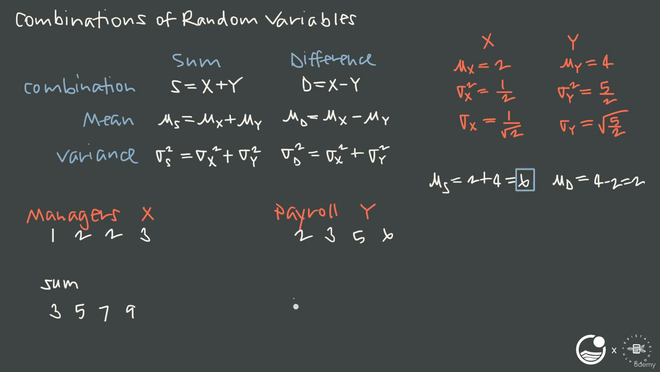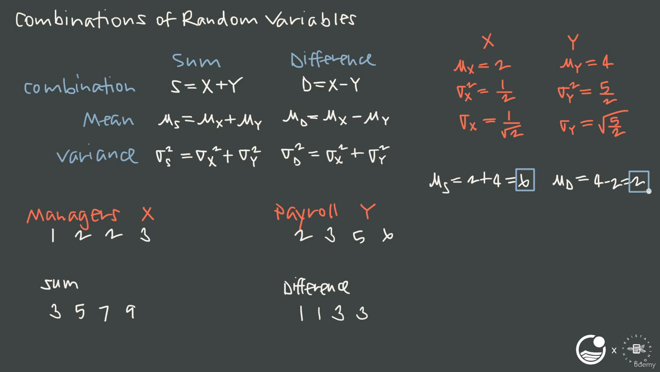Same thing here, if we create a new data set for the difference. If we take 2 minus 1, we get 1. 3 minus 2, we get 1. 5 minus 2, we get 3. And 6 minus 3, we get 3. Now we have a new data set for the difference. And if we take the mean here, we get 1 plus 1 is 2, plus 3 is 5, plus 3 is 8. 8 divided by 4 is 2. And we get back to the mean for the difference that we already found.